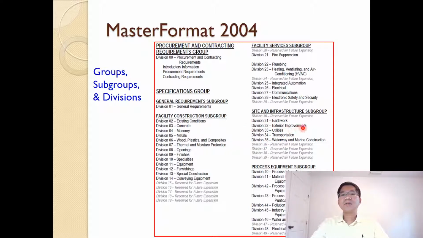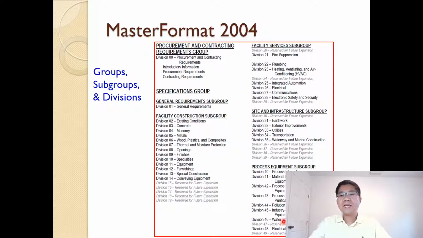32, exterior improvement, utility, transportation. Waterway, marine construction, division 35. If you want to go to electrical, then we talk about division 26. So that everyone will say division 26, that is electrical. Now we go to the pollution and waste control equipment. Everything that deals with that item, if you have that process, then it will be division 44.